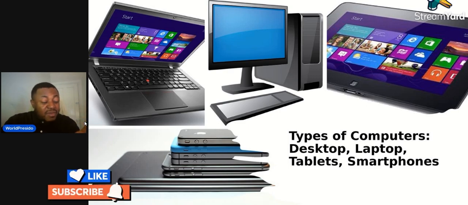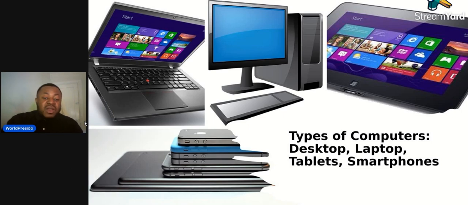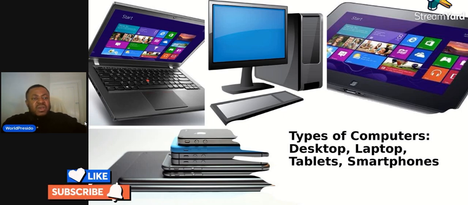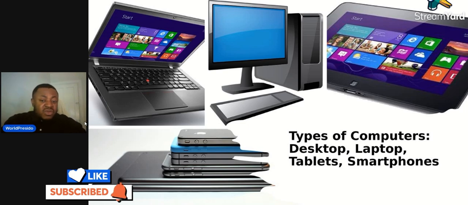Those days we didn't have the technology to carry computers around, but now you do. You have different kinds of smartphones, phones that you carry around. Yeah, you're carrying a computer, so you can do a lot with it. So now we know what a computer is. We know what a computer is made up of. We know examples of different types of computers.